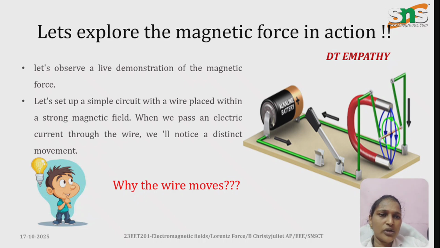Now you can take this image and make your own live demonstration for magnetic force. Have a simple circuit setup wherein a wire is placed within a strong magnetic field. So when we pass an electric current through the wire, we will notice a distinct movement, right? Why does the wire move? When you have a strong magnetic field and we place a current carrying conductor or wire there, the wire moves when we supply current. Why?